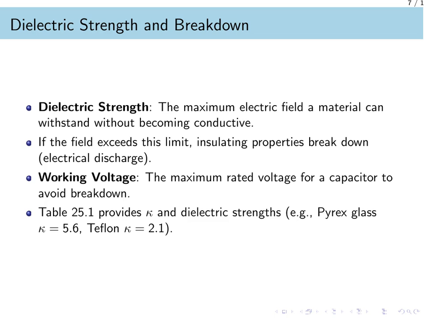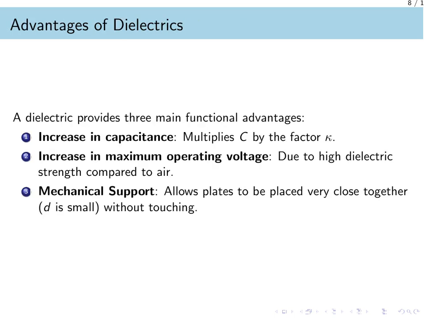Different insulating materials have vastly varying properties. For example, Pyrex glass has a dielectric constant of 5.6, while Teflon has a dielectric constant of 2.1, and each possesses its own specific dielectric strength. Using a dielectric provides three main functional advantages in modern capacitor design.